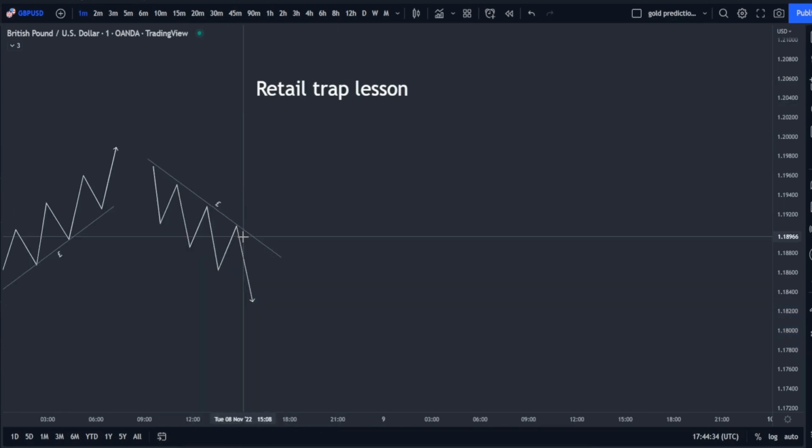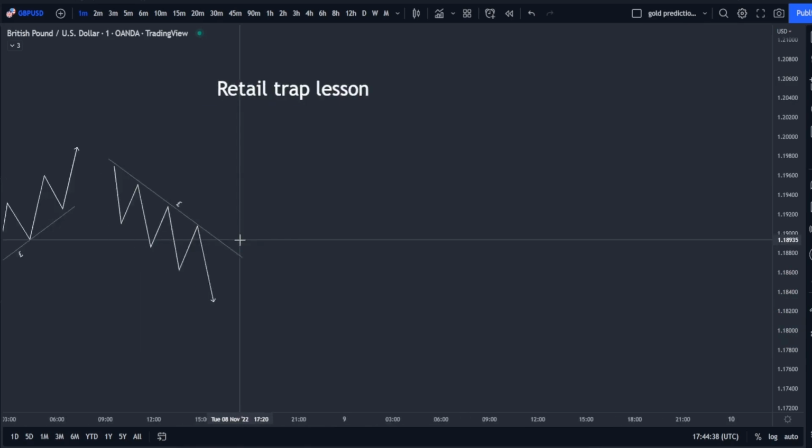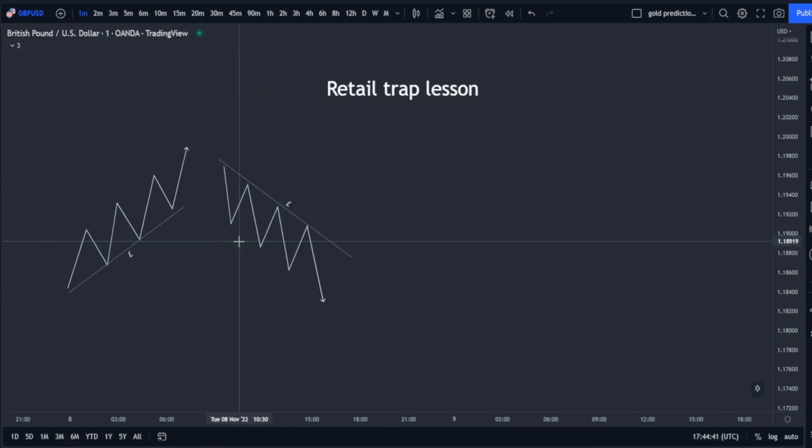This is probably one of the most common retail traps that you will see inside of the market. Now, if I can just get my screen to stop wobbling around, that would be great.